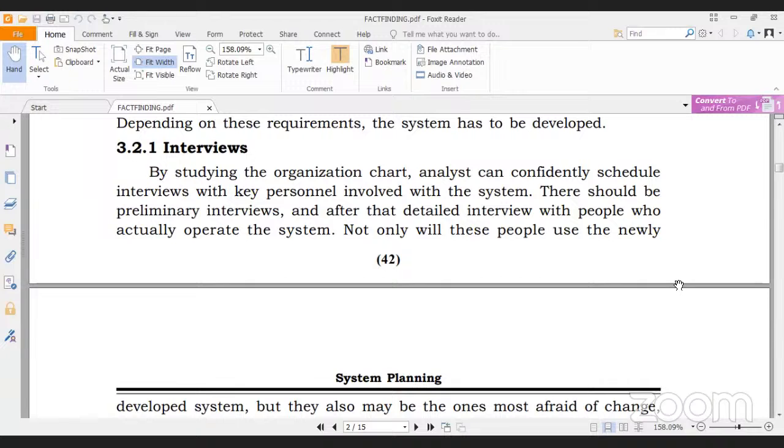One is the preliminary interview. Preliminary is just asking about the suggestions or opinions, but for those people who are actually using or operating the system, they will definitely go for a further second round of interview. That's called the detailed interview.